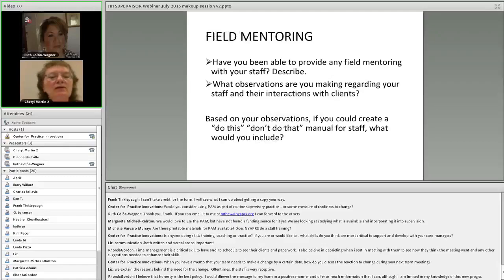So field mentoring, I'm not going to have these questions answered, but this is something where seeing what's going on directly is really, really helpful to understand what staff are doing. When we've looked at people reporting how they've done their work versus actually watching it, we find that very often there isn't a strong connection of what people think they're doing and what they're actually doing. So it's very helpful to be able to see people active in their work. One of the questions that we had people answer at the face-to-face was having them create a do this, don't do that manual. Although I would have a preference for the more positive do this, I would focus on that if I was putting one together.